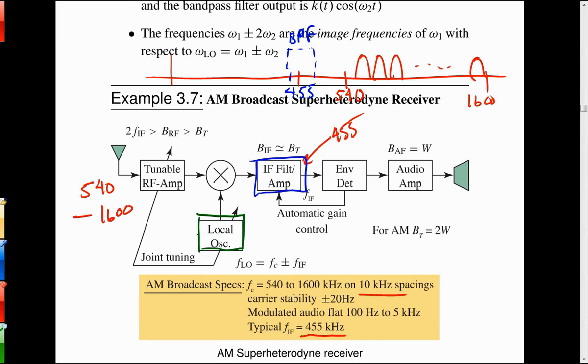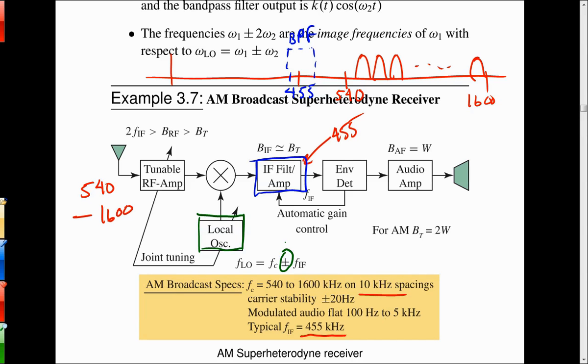So we set a local oscillator signal at either 455 kilohertz above or 455 kilohertz below, and that's why the plus minus sign is in there. Because you can either set it above or below. You're just looking to make sure the difference is at the IF frequency.